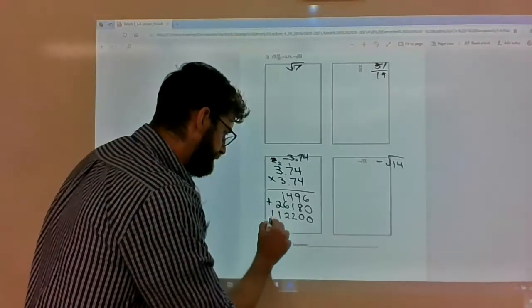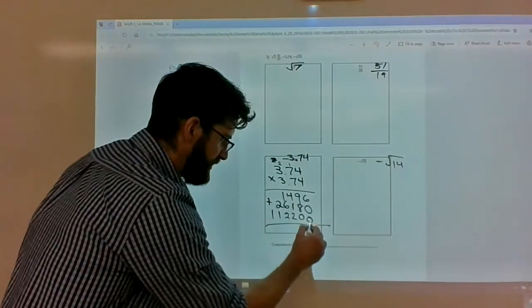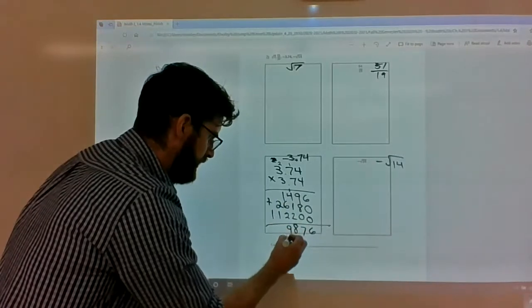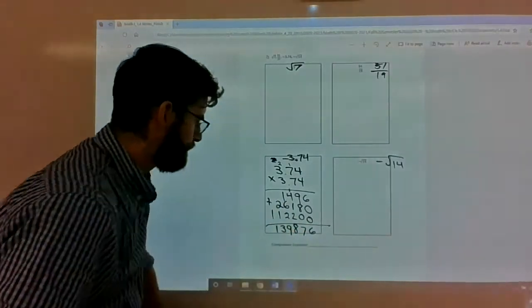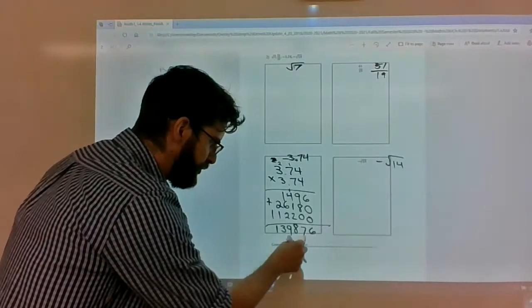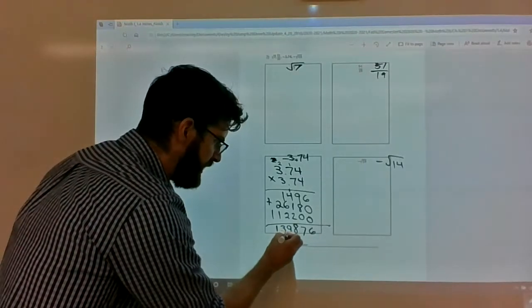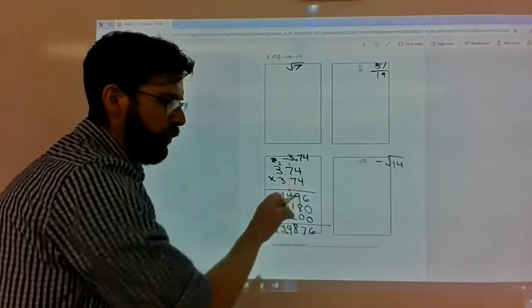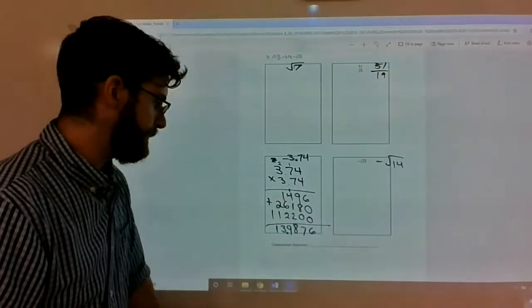Add them all up. Get 6, 17, carry a 1, 5, 6, 8. And then 6 plus 1 is 7, 9, 3, 1. Keep in mind that for the digits of accuracy, you're going to move 1, 2, 3, 4 places in, if you had 1, 2, 3, 4 digits to the right of the decimal point.